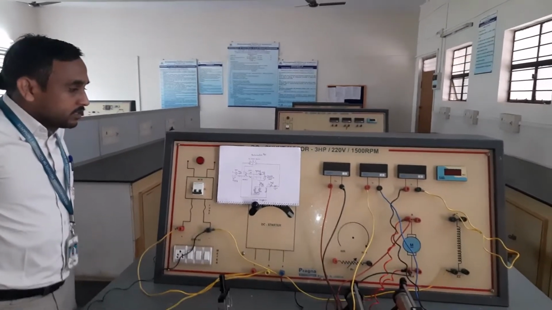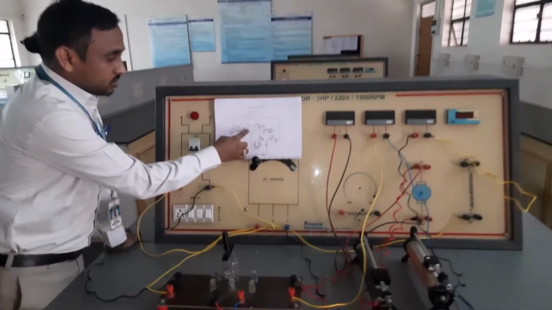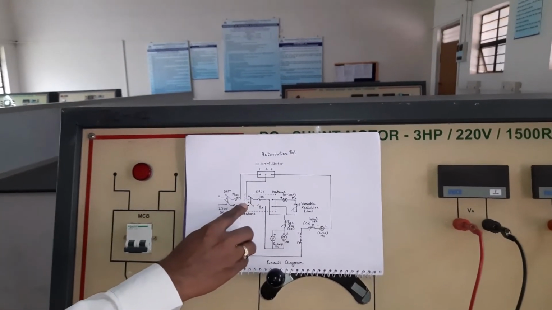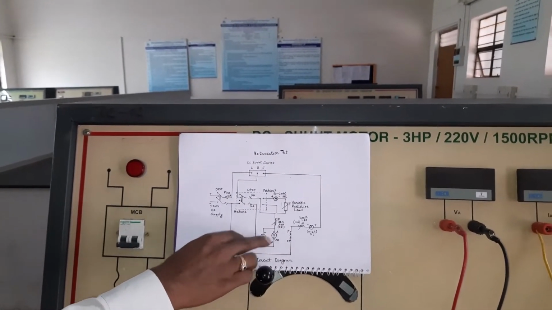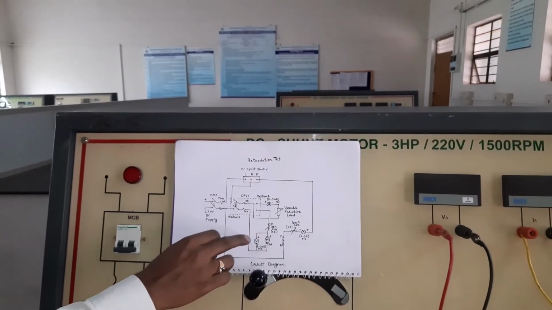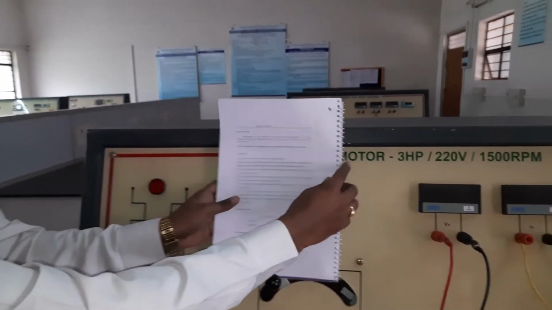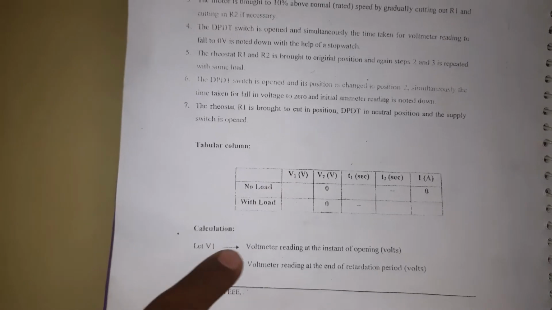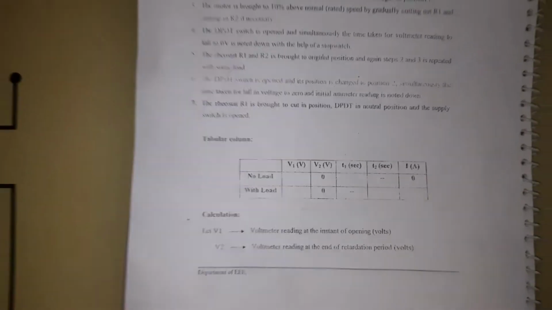In this there are two cases. The first case is when the DP/DT switch is closed to position number 1 initially, so the motor will run under the no load condition. We will take the voltmeter reading. The tabular column is like this for the no load condition. V1 we need to take. What is V1? It is the voltmeter reading at the instant of opening the switch.